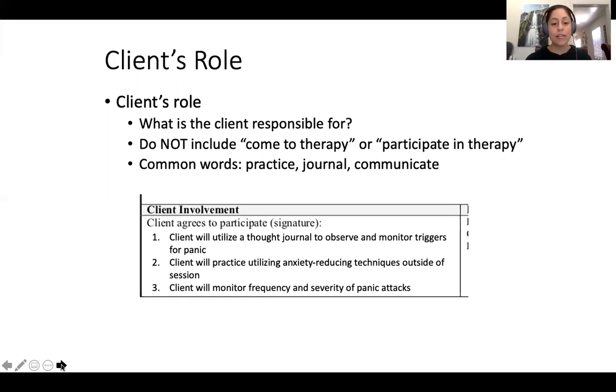The other things that I've written, client will practice using anxiety reducing techniques. Remember, in the clinician's role, I said I would be teaching the client anxiety reducing techniques. And then client will monitor frequency and severity of panic attacks.